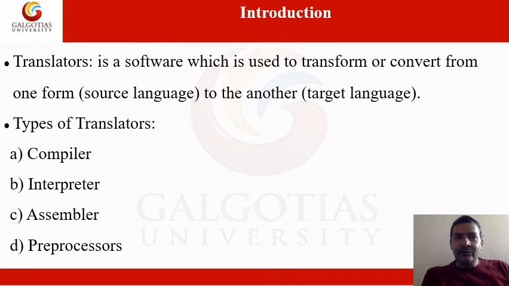So now how can you define the translator? You may call it a software which is used to transform or convert from one form to another form, or from source language to the target language. This is the definition of the translator. Now we will proceed to the types of translators. These are the types of translator I have written in this slide: first one is compiler, second one is interpreter, third one is assembler, and fourth one is preprocessor. You have heard about these four terms. One by one we will discuss all these types of translators.